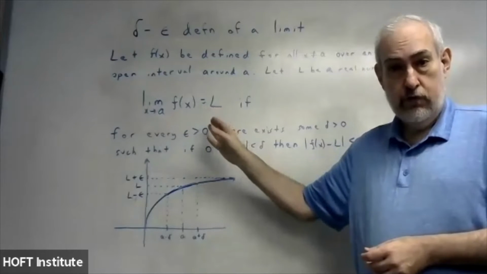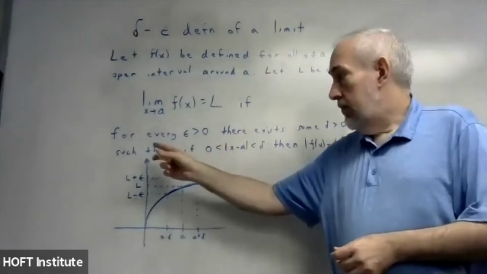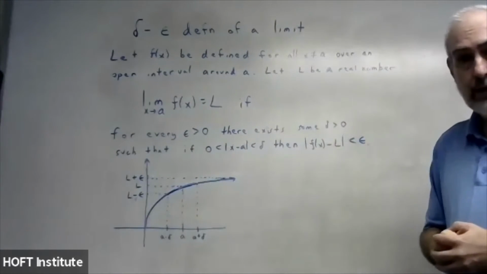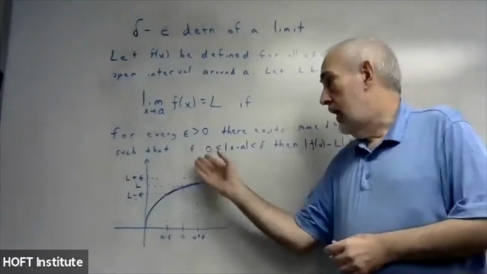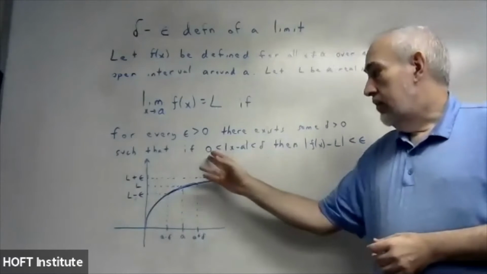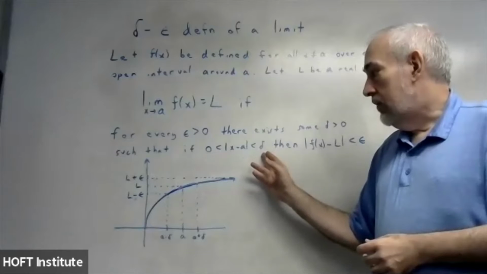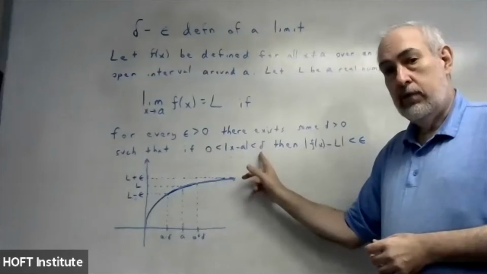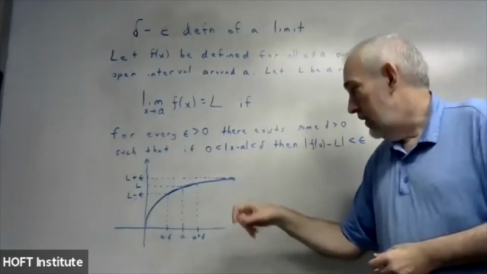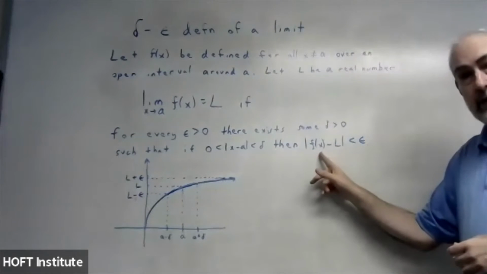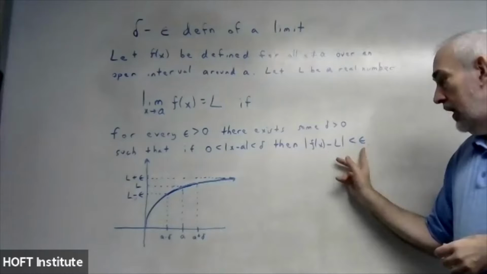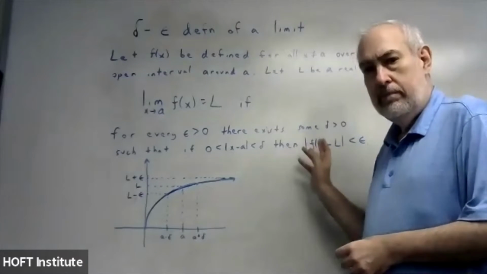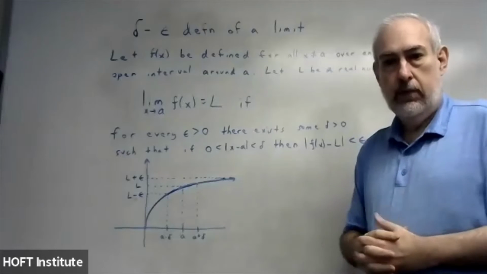This is true if for every epsilon greater than 0, there exists some delta greater than 0, such that, the way I like to read this is, if x is within plus or minus delta of a, then f of x is within plus or minus epsilon of L. Because that's what these inequalities basically amount to.